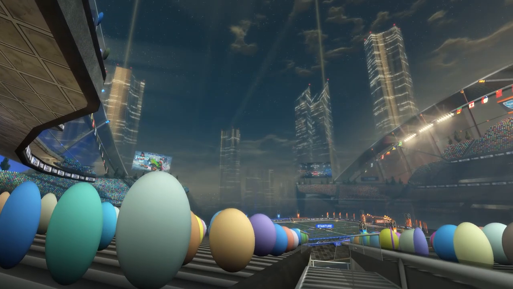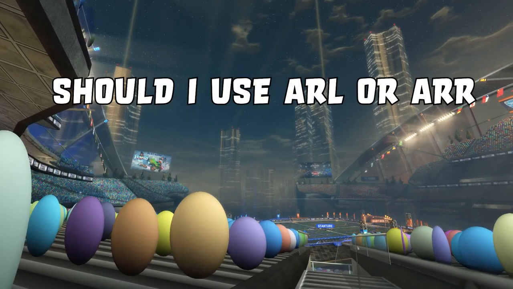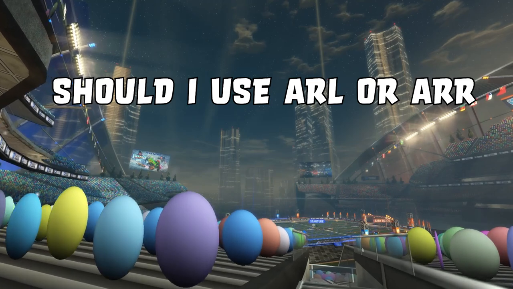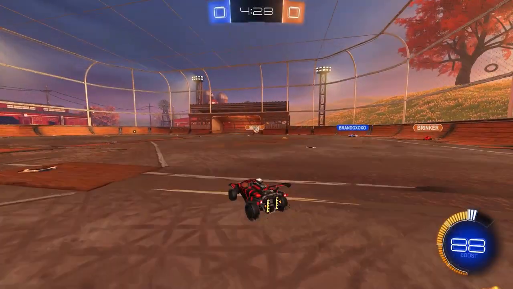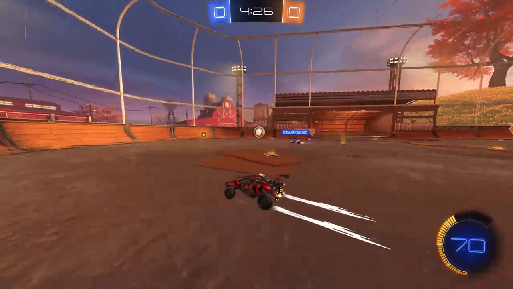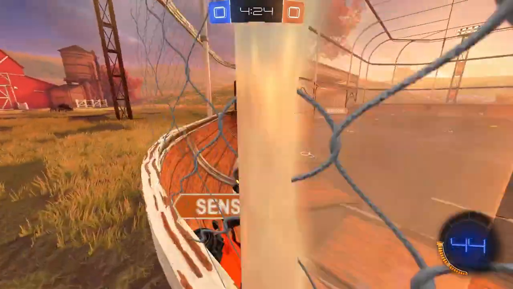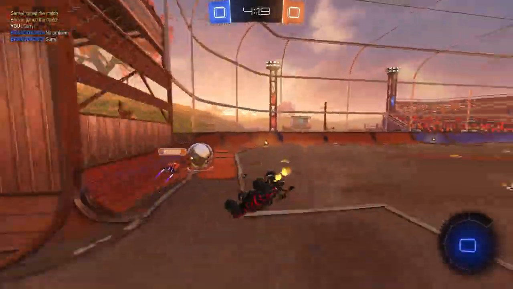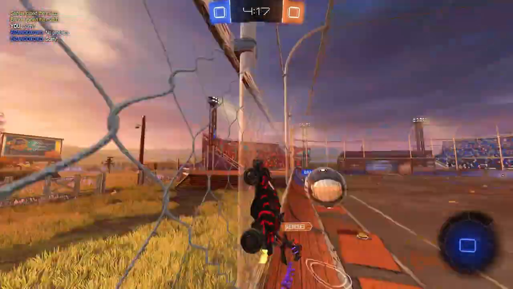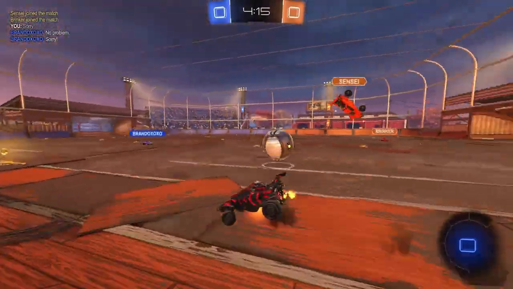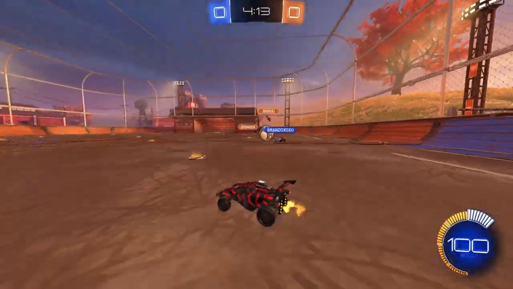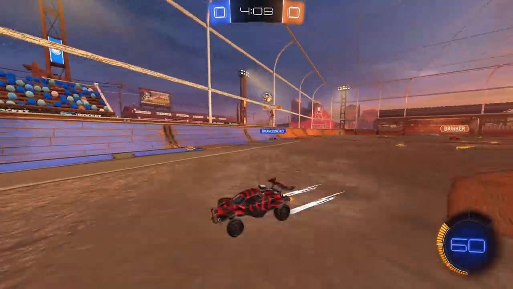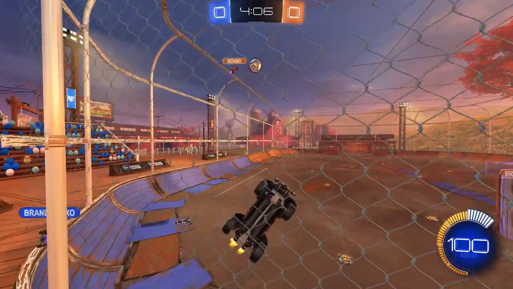Okay, so here's the final question people always ask. Should I use aerial left or aerial right? And honestly, it doesn't really matter. I know Squishy just recommended that whichever way you like to flip should be the direction you use. So if you like to flip to the right, then use aerial right and vice versa. This way, if you go for like a pre-flip air dribble or something, you can kind of continue your momentum. But honestly, I kind of flip both directions when I do that. So just pick one and just get to work because it does take a long time to learn.